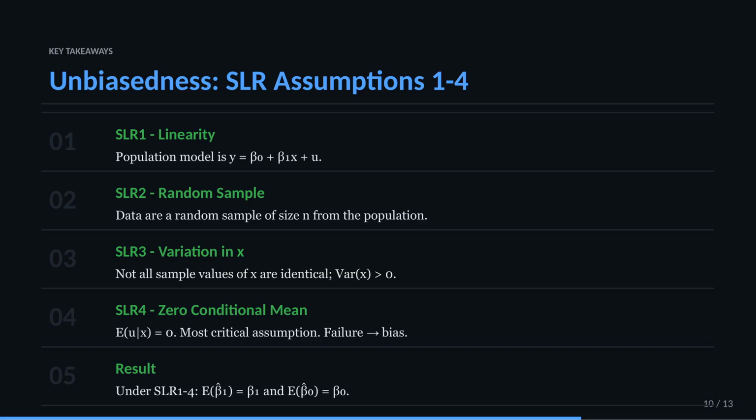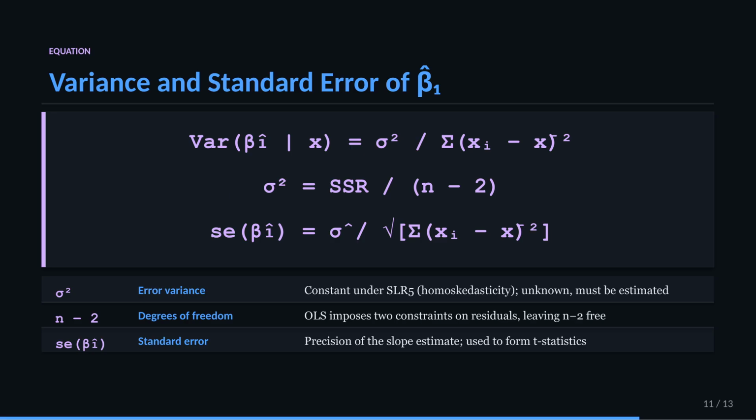Variance and standard errors tell us about precision. The variance of beta 1 hat, conditional on the x values, equals sigma squared divided by the sum of squared deviations of x around its mean. Precision improves when the error variance is small and when the regressor has more spread. If x hardly moves, it is hard to learn the slope. Because sigma squared is unknown, we estimate it with the residual sum of squares divided by n minus 2. That gives us the standard error of beta 1 hat, which we later use for t statistics and confidence intervals.